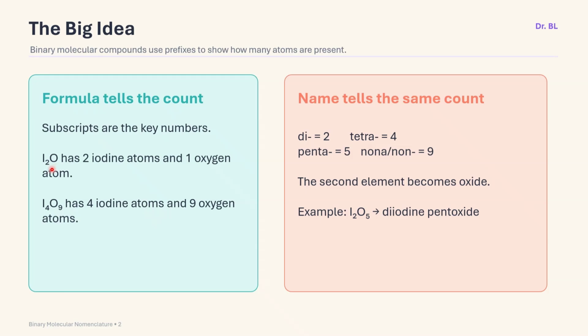Another important point, you need to understand the subscripts. These subscripts indicate how many of each type of atom are in this molecular compound. For example, this I2O has two iodine atoms and one oxygen atom. In this case, I4O9 has four iodine atoms and nine oxygen atoms.